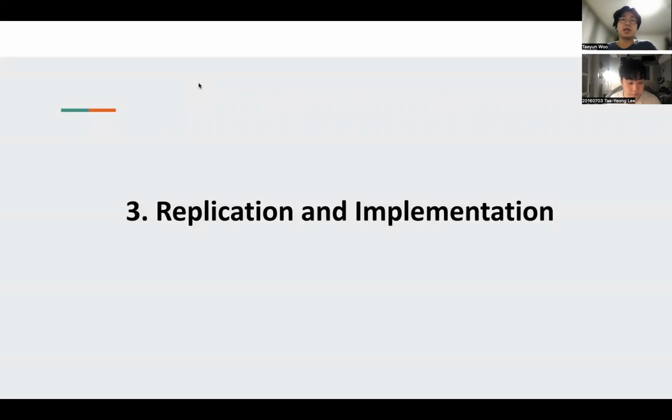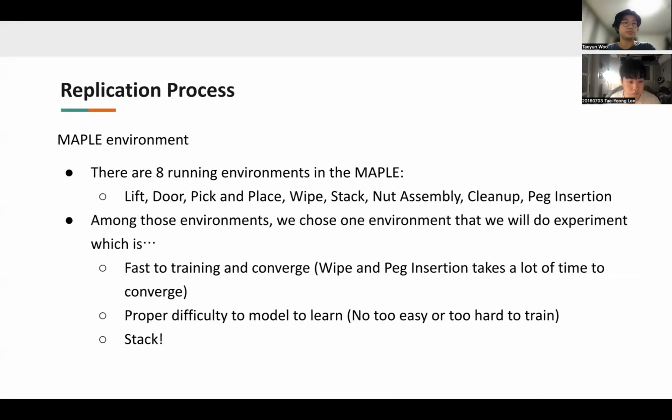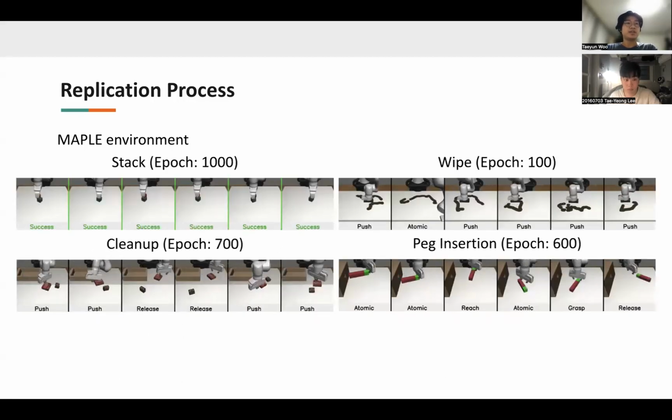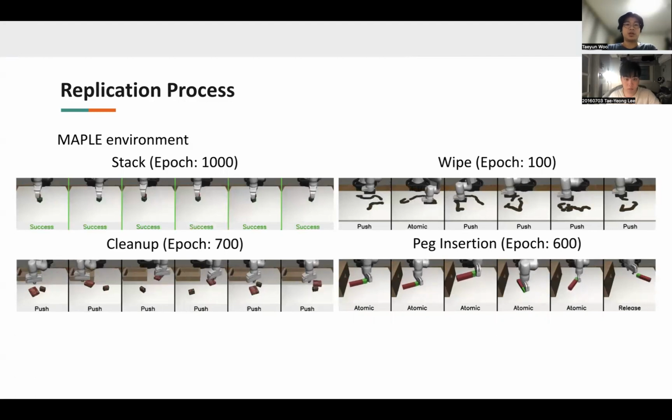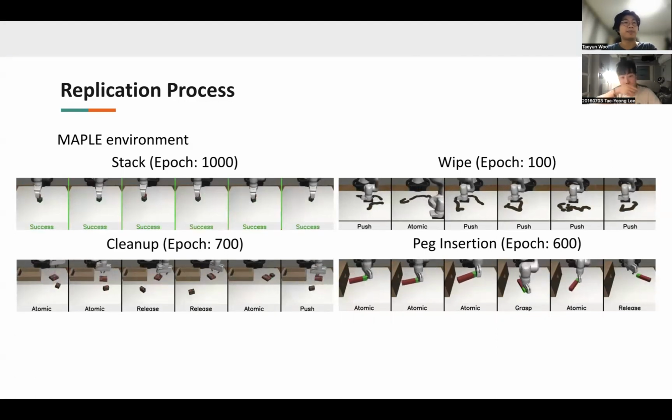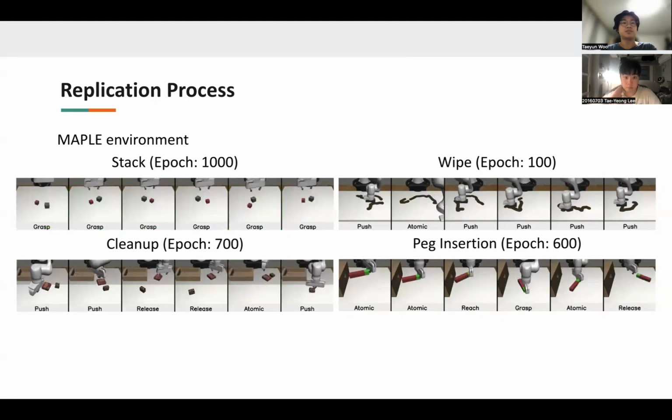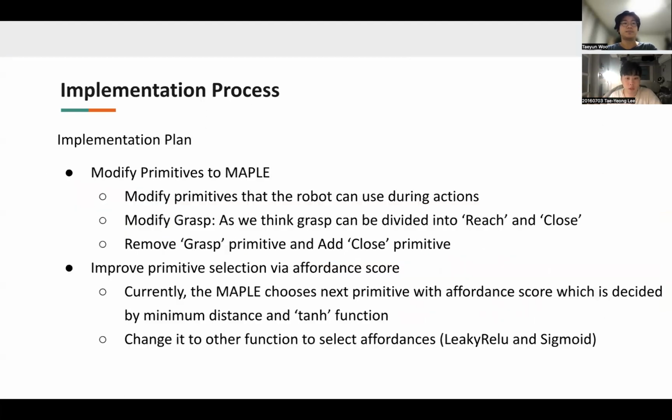From now, I will explain the replication and implementation process. There are 8 running environments in MAPLE. Among these environments, we chose one environment for our experiment, because the training time needs at least a day. Thus, we have to find an environment that is fast to train and converge and has proper difficulty for the model to run. So we chose the stack environment as our experiment environment. Here are some examples of training results during the replication step. Compared to other environments, the stack environment is fast to converge and train, so we chose it.